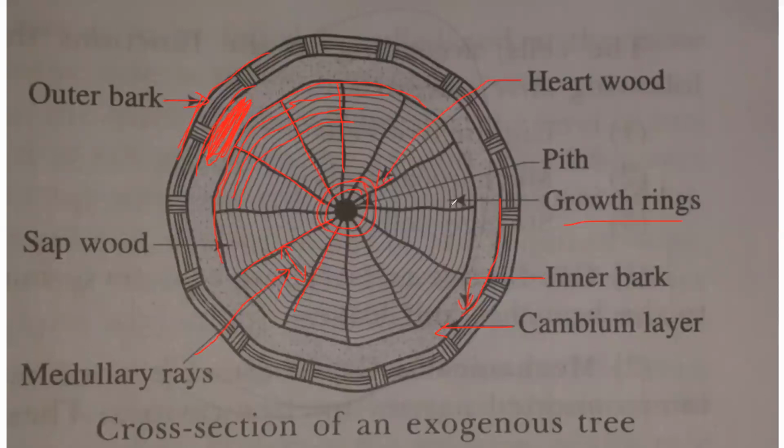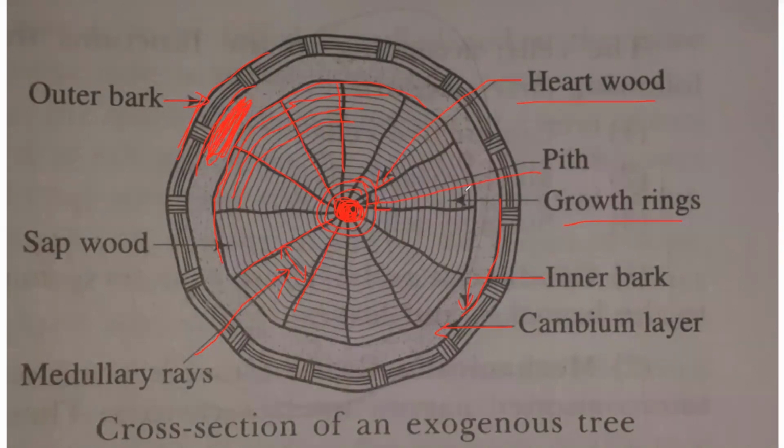You might have seen big wood which has been cut. In the centermost portion, it will be black in color. That is called heartwood. And the very centermost portion is called pith.